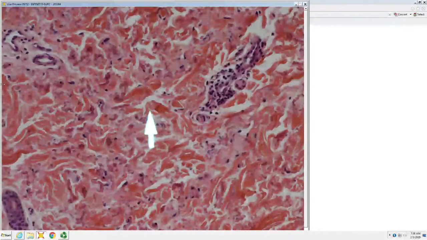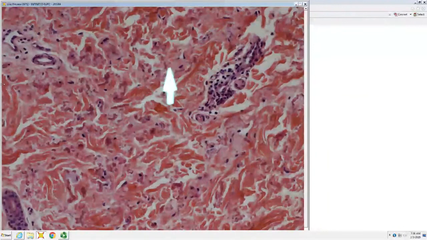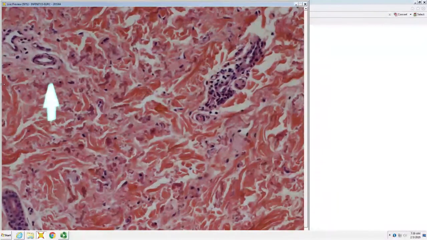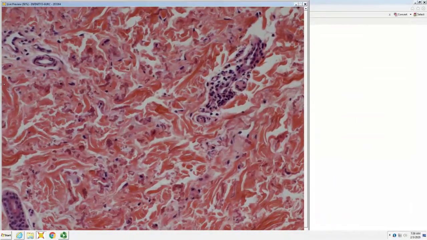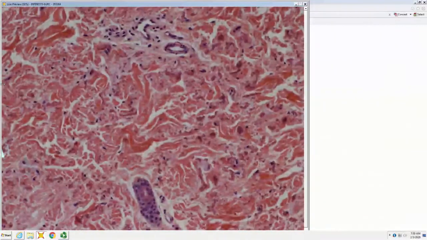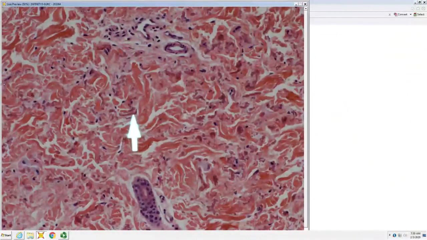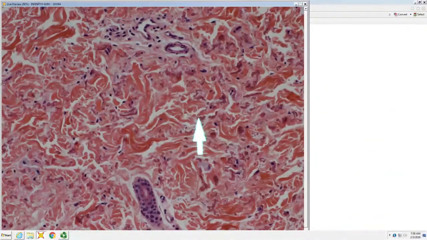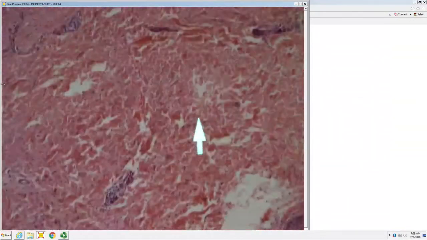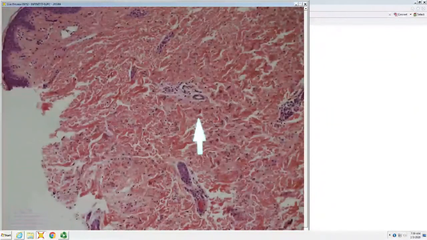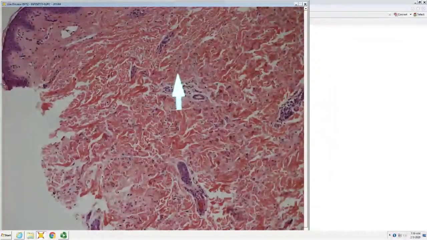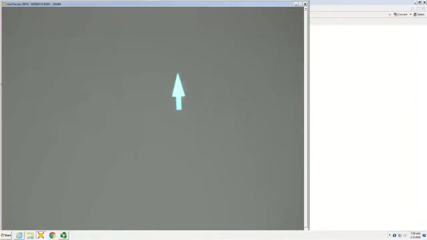All right, so we're zooming in on something. There's definitely some perivascular infiltrate, but then there's kind of pinkish red, what are these crumbly amphophilic fibers throughout the dermis? Those are calcified elastic fibers. Pseudoxanthoma elasticum. Very good.